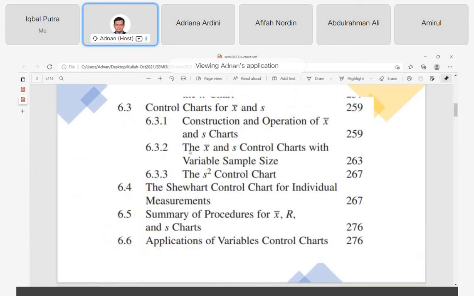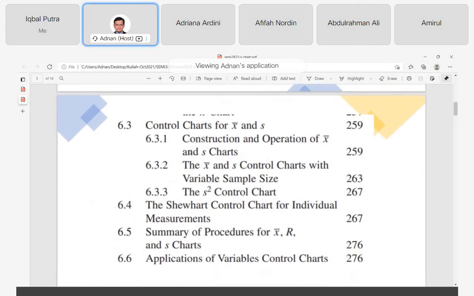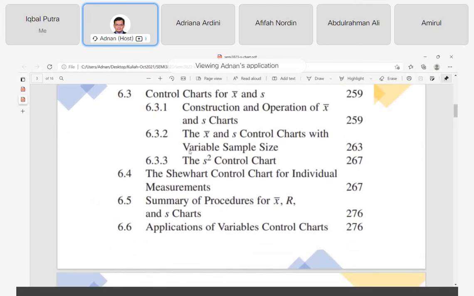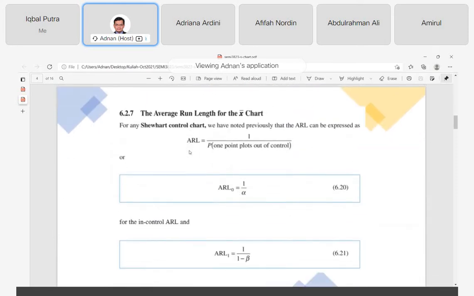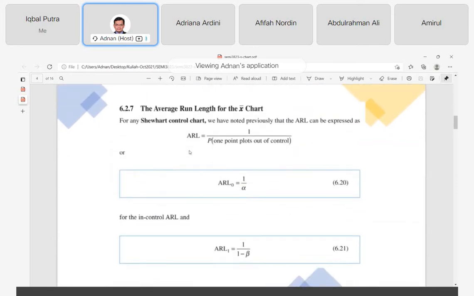So I mentioned just now the performance of the control chart. We decide how many samples to take, how many subgroups, and we also decide the control limits. How do we decide the control limit? Normally, the control limit is decided based on plus minus 3 sigma. When you have a control chart, this is common for any control chart.